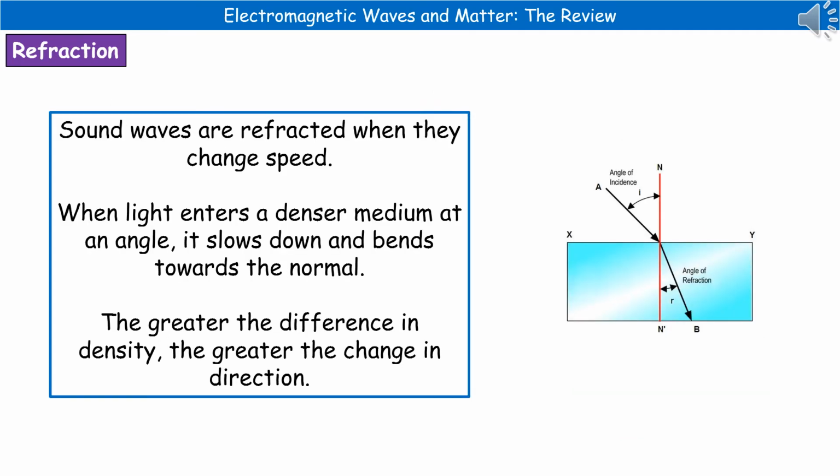So as we've already seen, sound waves are refracted when they change speed. And the same thing is true of our light, or any electromagnetic wave for that matter. So what we find is that when light enters a denser medium at an angle, it's going to slow down, and as a result of one side of that ray slowing down before the other, it's going to bend towards our normal line. If it was going from a dense medium to a less dense one, then what we'd see is it would speed up and bend away from the normal.